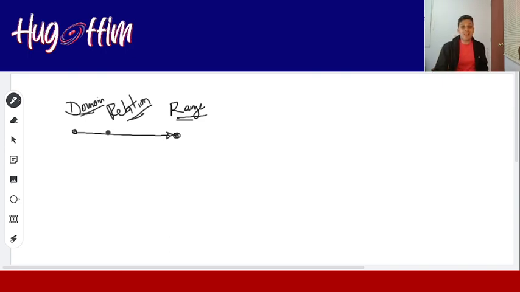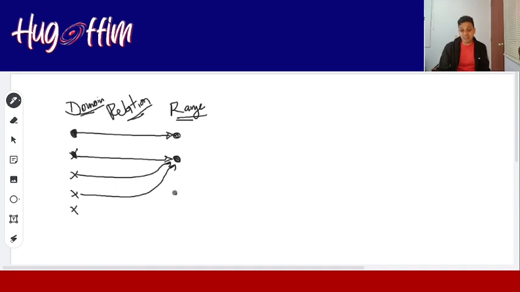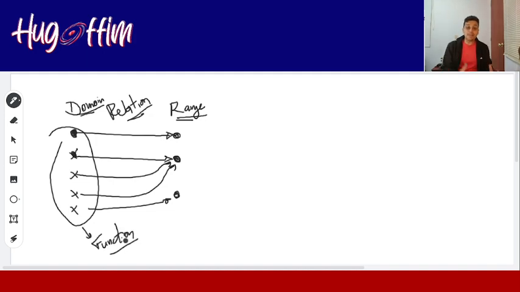But it's just one type of relation in which one element of the domain goes to one element of the range. So let's imagine that we have here many elements and one element of the domain goes to one element of the range. Look at that, it can go to the same element of the range. Doesn't matter. But when this happens, we say that we have a function. So a function is a relation in which one element of the domain corresponds to only one element of the range.